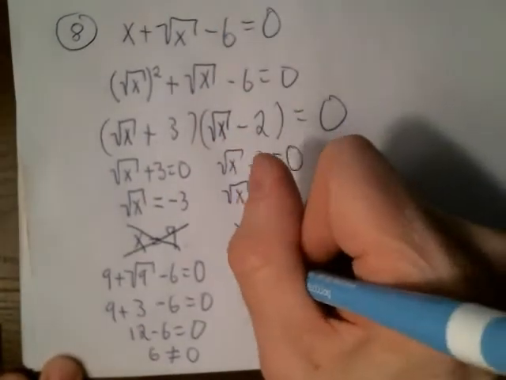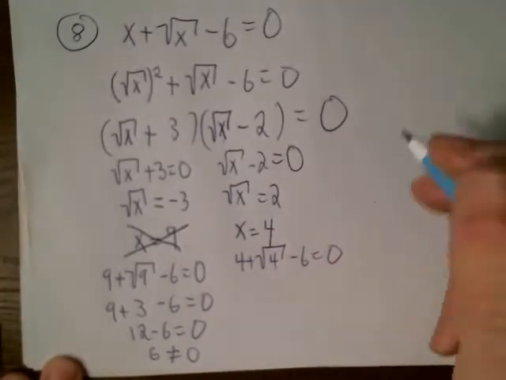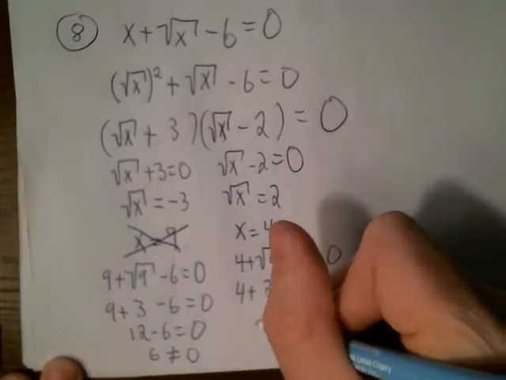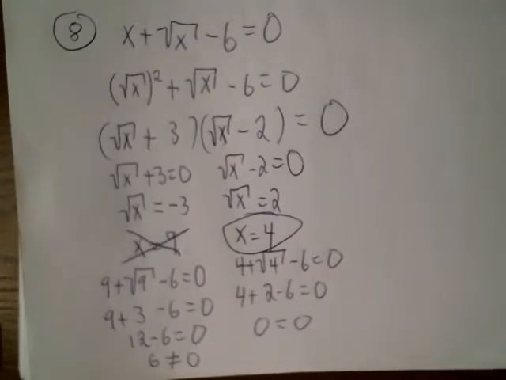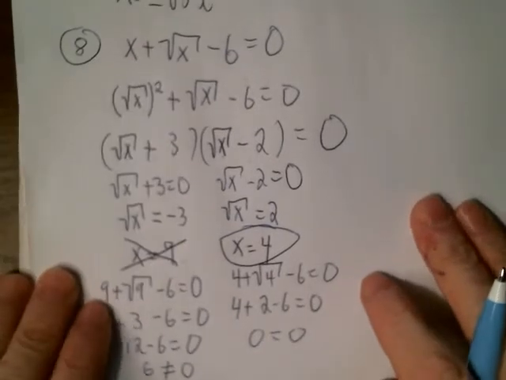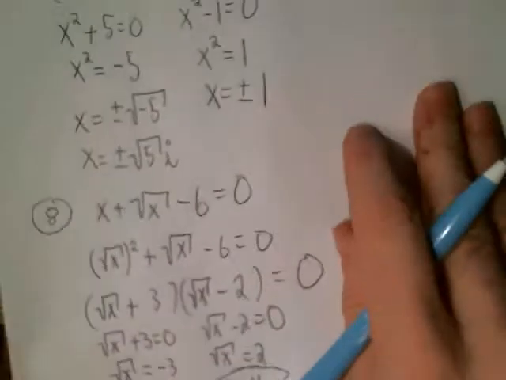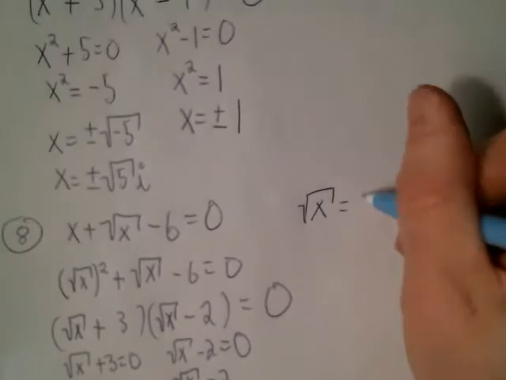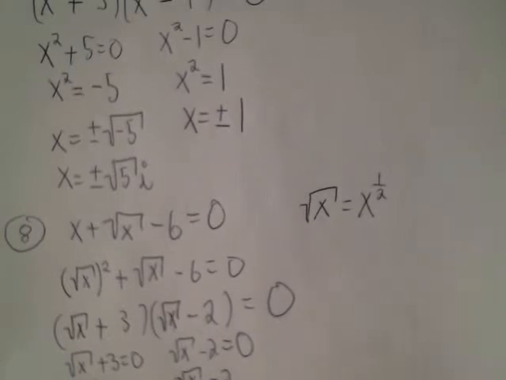Plugging 4 into there, I get 4 plus radical 4 minus 6 is 0. In other words, 4 plus 2 minus 6 is 0. In other words, 0 is 0. Okay, so this one does work, and we just have one solution. Okay, let's try another one like that. This one is different. It's the same, but it looks different. And the reason why it's different is because they are going to rewrite square root of x with a rational exponent. So remember, square root of x is the same as x to the 1/2.